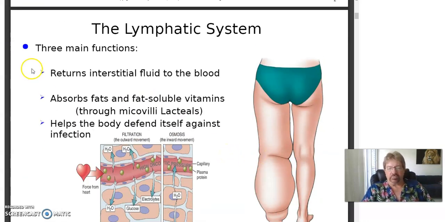The lymphatic system has three main functions: return interstitial fluid to the blood. What's interstitial fluid? The clear watery fluid just out through the tissues of the body. Absorb fat and fat-soluble vitamins through microvilli at the lacteals, which we should remember from the digestive system. And helps the body defend itself against infection.